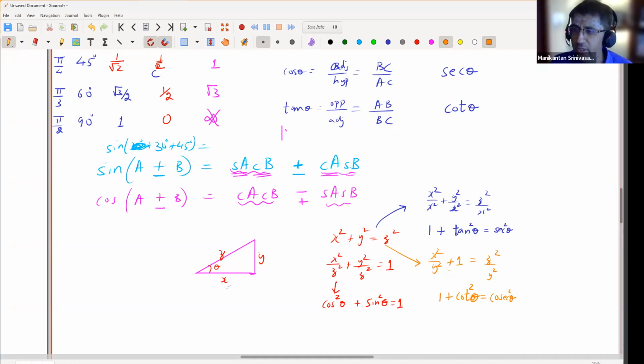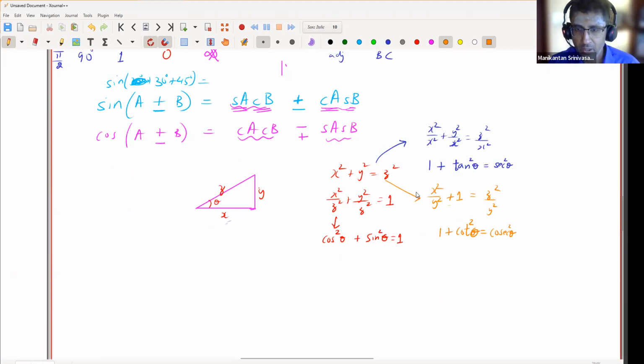All good so far? Have you even done all this, right, in 10th grade? Right? More like a quick recap at this point. Okay. All right. So these are the three basic ones, cos square plus sin square and all that.